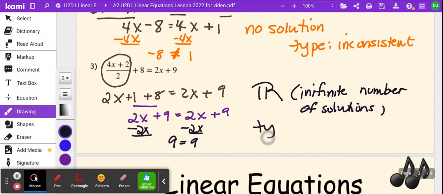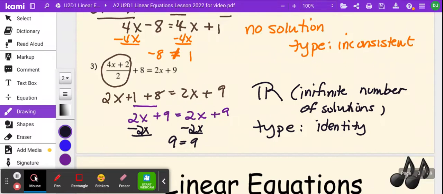Now, what type of equation does that give us? That gives us an identity. Think about it. The left side equals the right side. It's identical. That's a good hint to know when you have an identity. All right, and that's all there is to looking at those. Remember, this is a shortened lesson, so I'm just doing these with you. You're going to practice this on the homework.